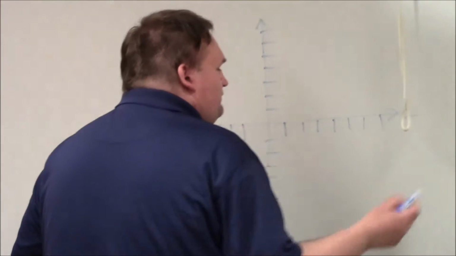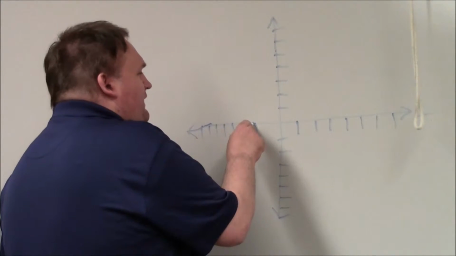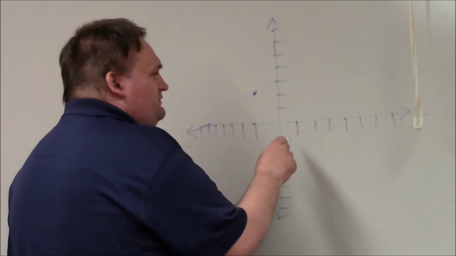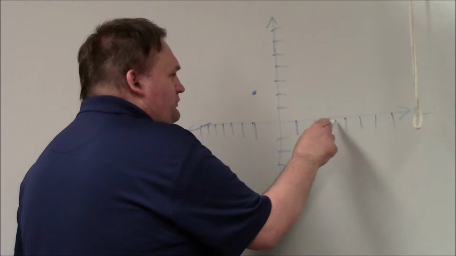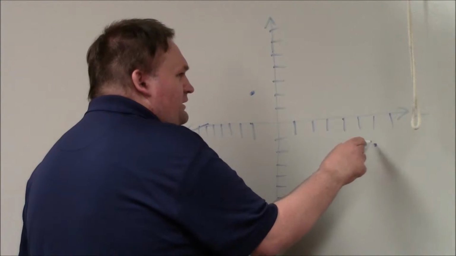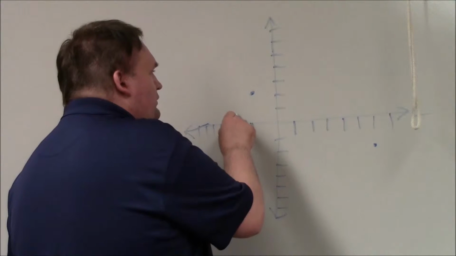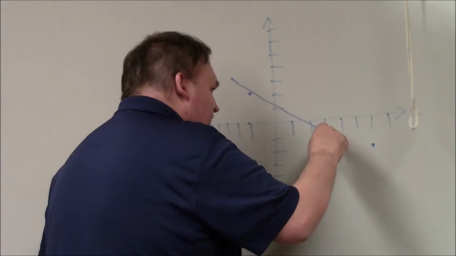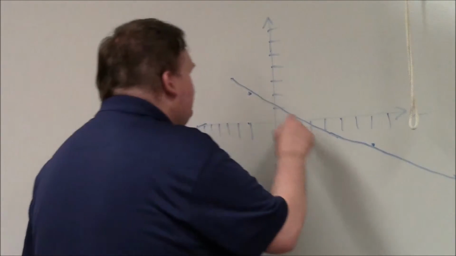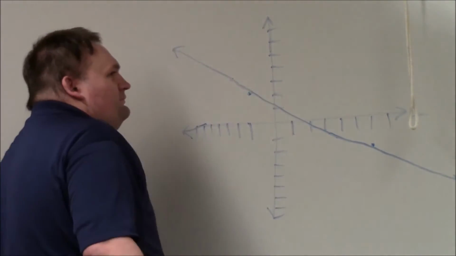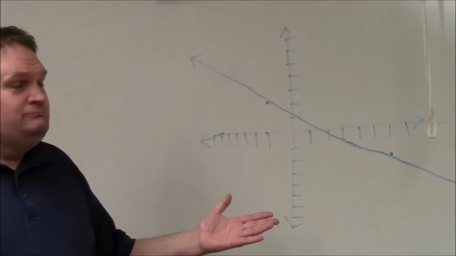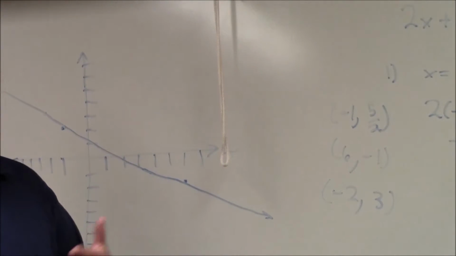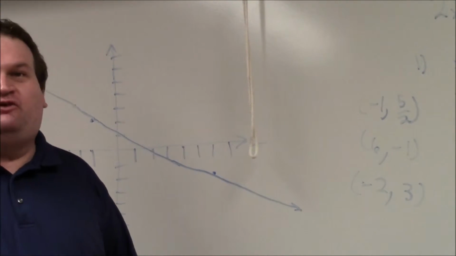I graph my x first, which is -1, and 5/2, which would be 1, 2 up here. And then (6, -1), and then (-2, 3). And we draw a straight line. So that is the first step. And as you can see, we can pick any x or any y. We just have to solve for the other one.